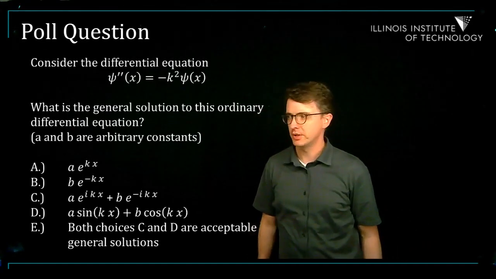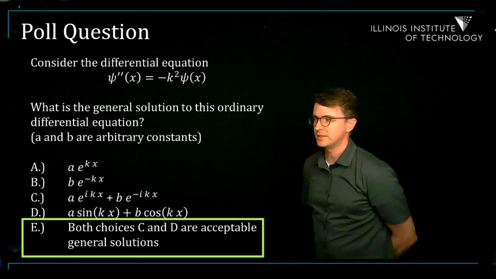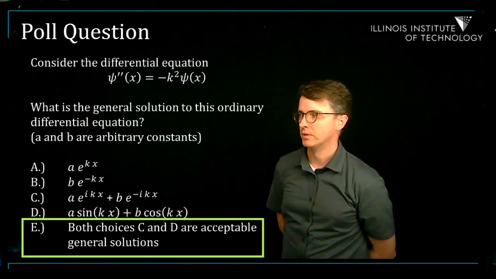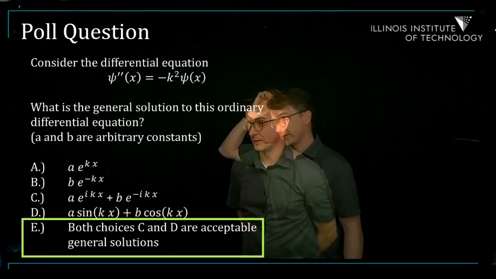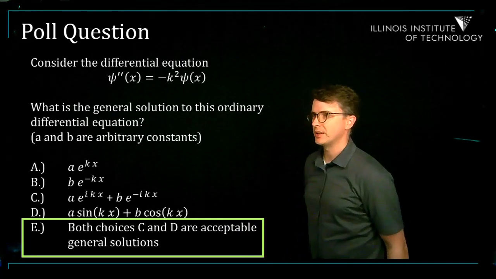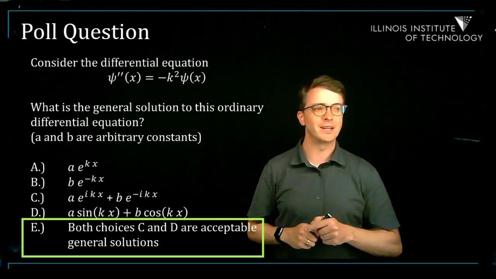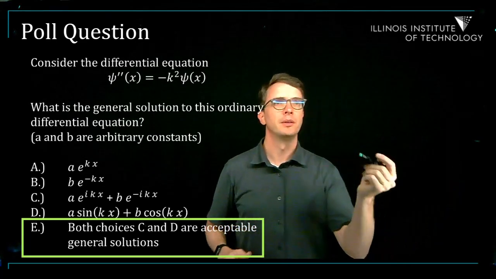Okay, have you made your choice? The correct answer to that one is actually E. Both C and D are possible solutions to this differential equation. What is this differential equation saying? It's saying I'm looking for a function psi where if I take two derivatives of it, I get the function back again multiplied by a negative constant.